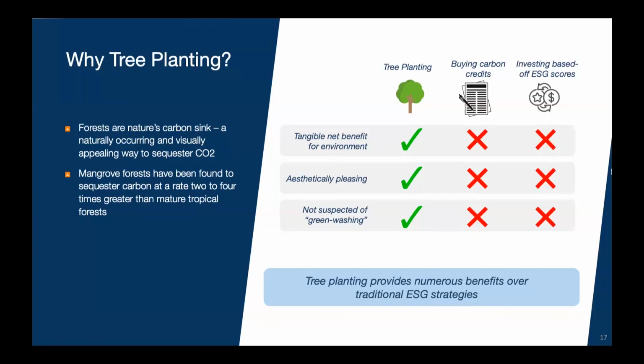So it's a pretty cool combination of ESG and cryptocurrency in a methodology that has never been done before. And so we view forests as nature's natural carbon sequestration mechanism, and the way that we are implementing that through mangrove forests is pretty cool, because they do sequester carbon at a rate of about 2 to 4 times greater than mature tropical forests.